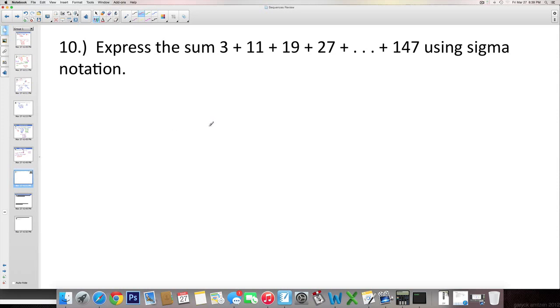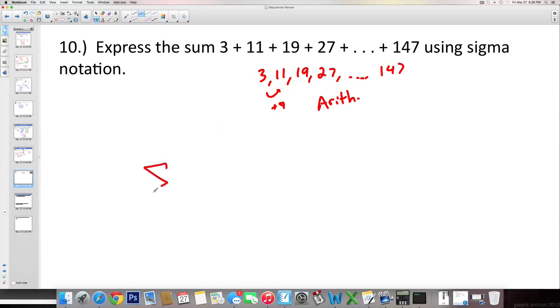Next one here asks us to express this sum as a sigma notation. So this here, we need to realize what type of sequence 3, 11, 19, 27, up to 147 is. So if we look at this, it looks like we're going up by 8 every time. So that is an arithmetic sequence. Okay, so that's good to know.